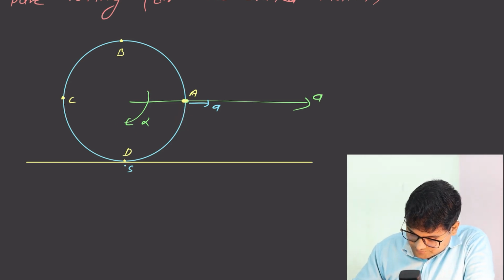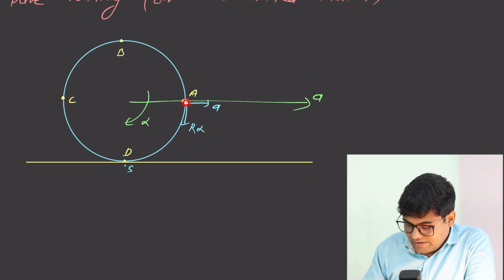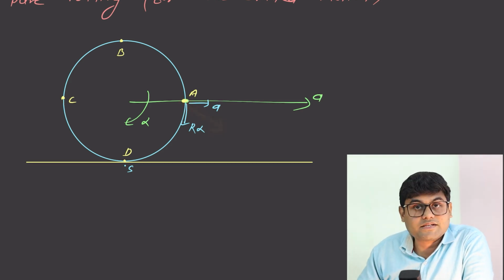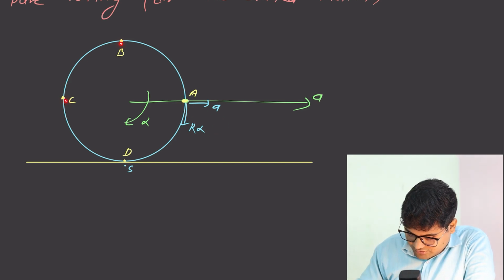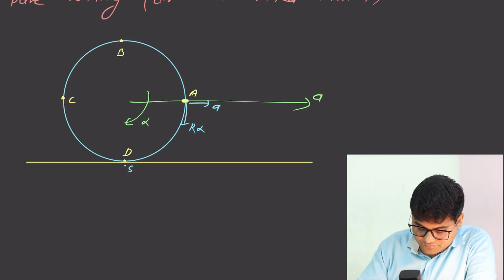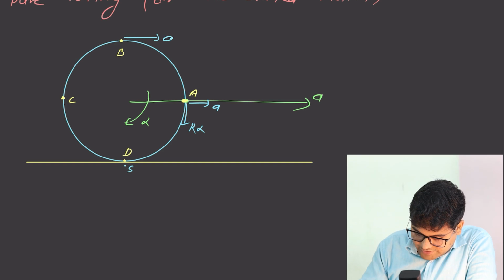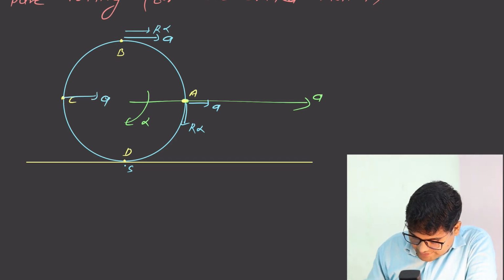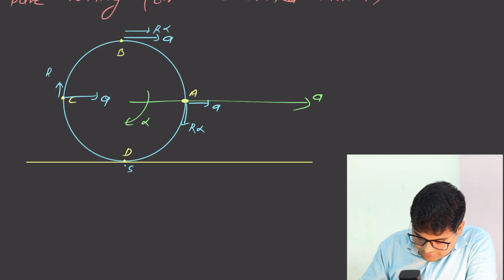Okay, so it will be r alpha. So net acceleration of this point A will be what? The vector sum of these two accelerations. The same will go for B and C also. For B it will be A in this direction and r alpha also in the same direction. For C it will be A in this direction and r alpha in this direction.